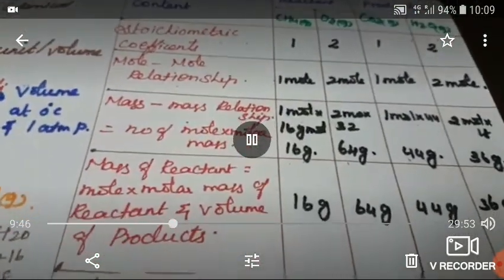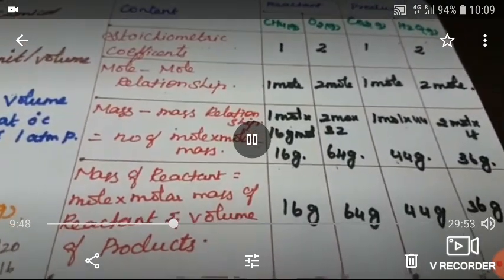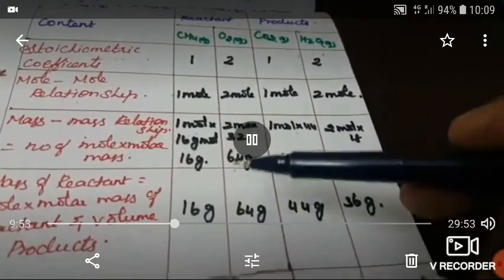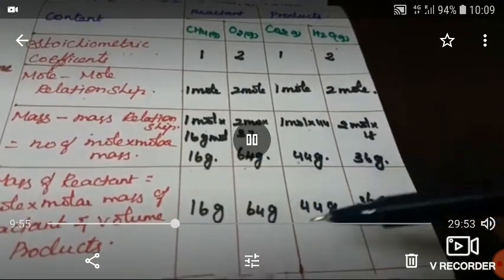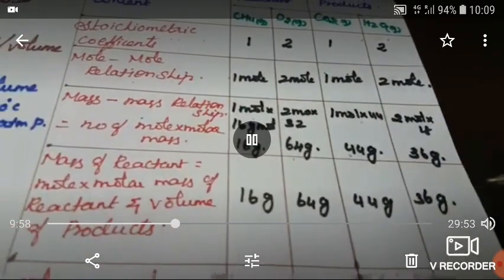That is also mass is equal to mole into molar mass, for the reactants and the product. Already we are calculating that one. So the same thing we can write here: 16 grams, 64 grams, 44 grams and 8 grams.